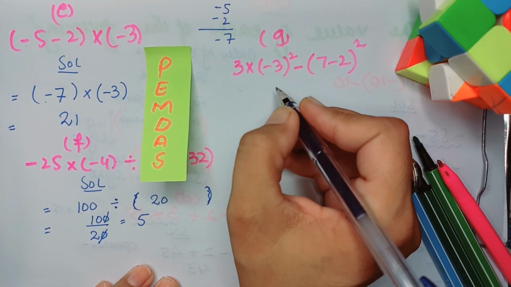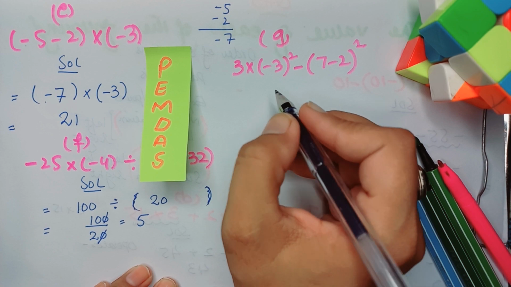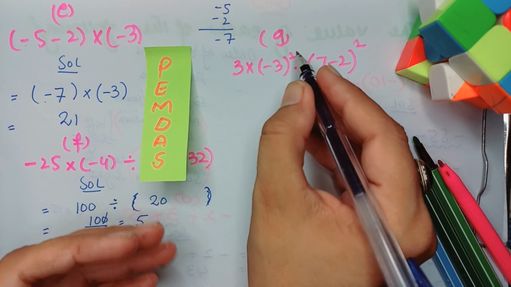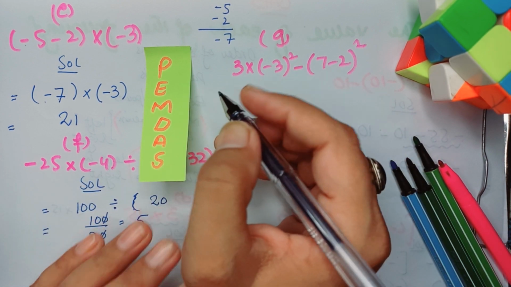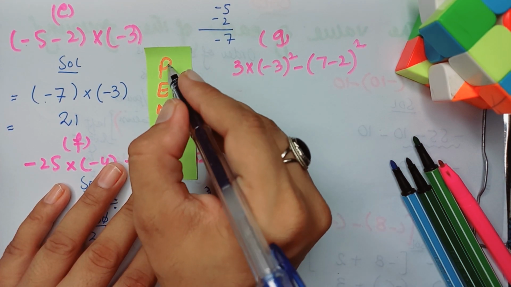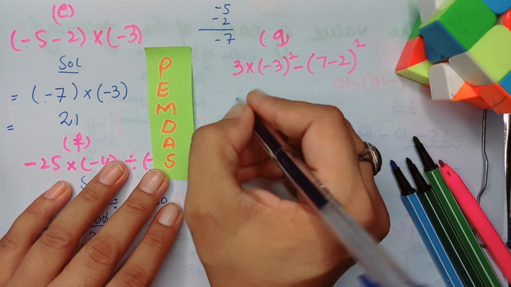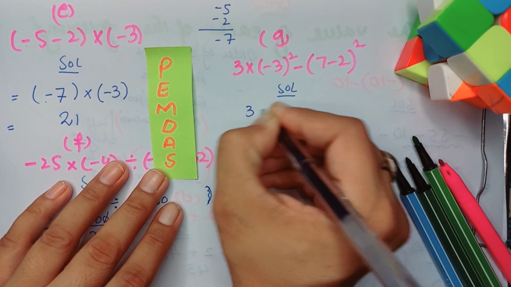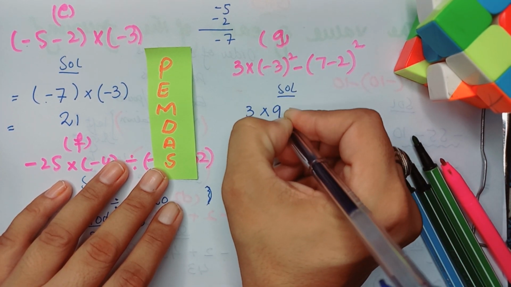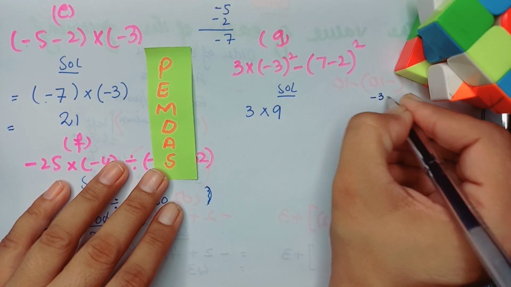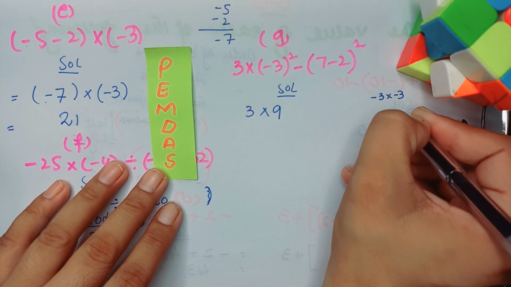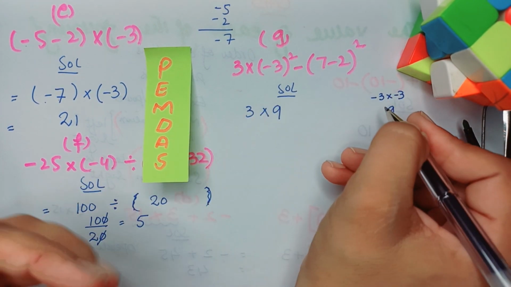In G part also we have the combine operations, like parentheses, multiplication, subtraction, and exponents, the powers. So we have to apply the order of operation. The first is parenthesis. So let's solve. Here I came across the parenthesis, so minus 3 square would be 9. Minus 3 square means minus 3 into minus 3, which is 9, and minus minus is plus.